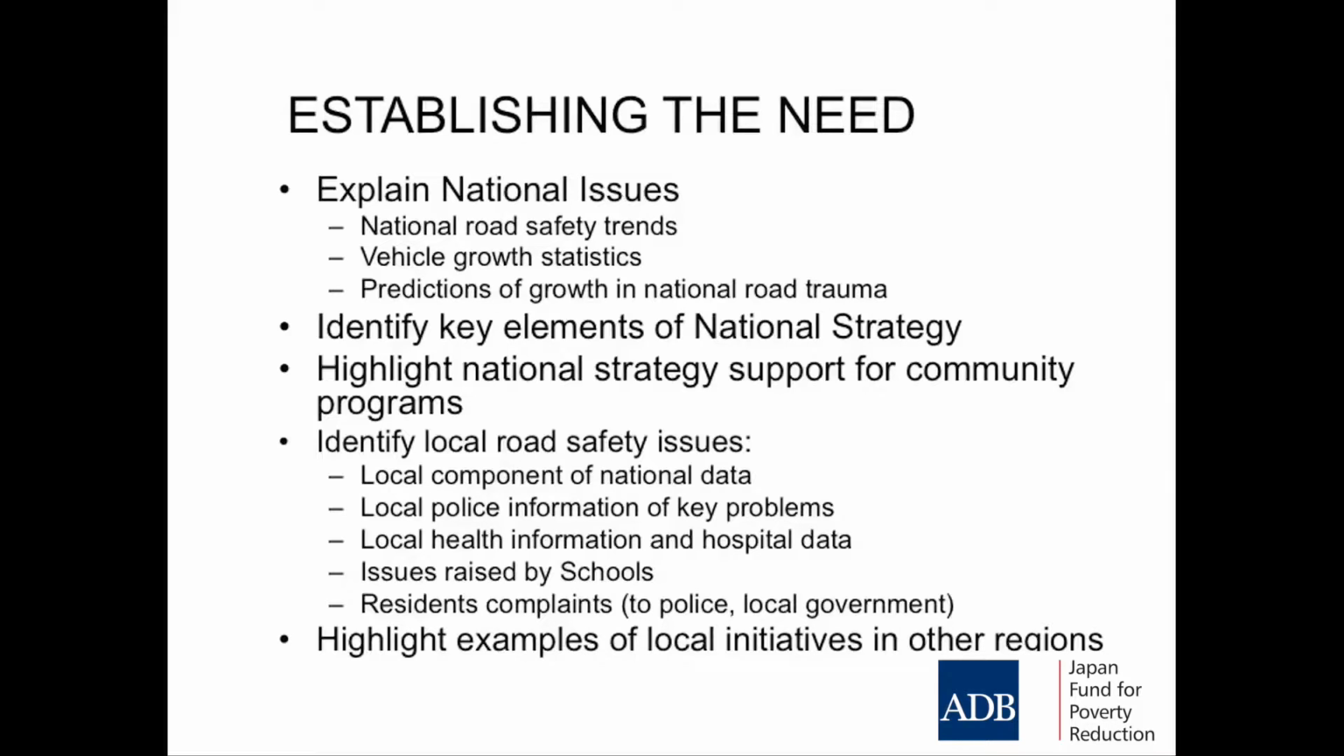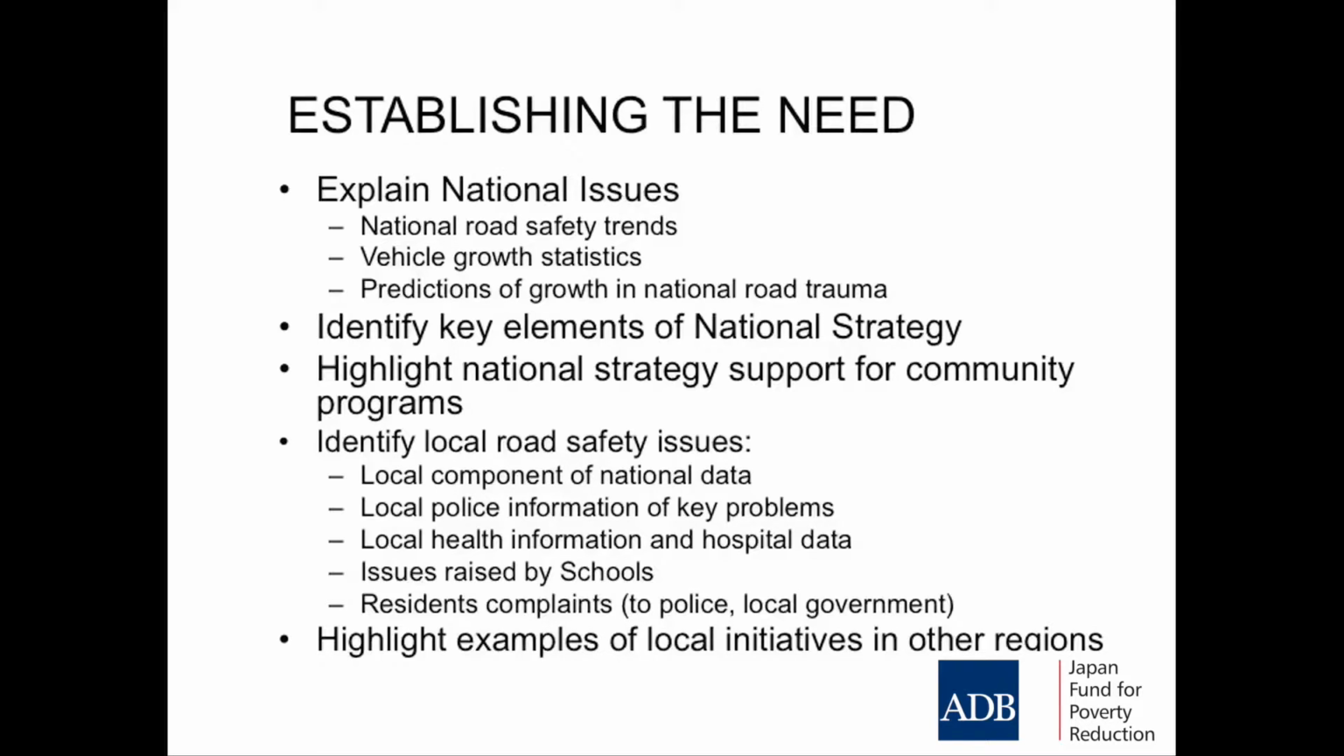The third thing you can do is to highlight the national strategy support for community programs. You can say in the national strategy, here it is, community programs are identified. They're identified in the documents as something that's important to be done for road safety. So if you're asking people at a local level to get involved, one of the justifications is it's part of our national strategy. You can identify the local road safety issues, and you don't necessarily have to have a lot of hard data for that. You can use anecdotal data.